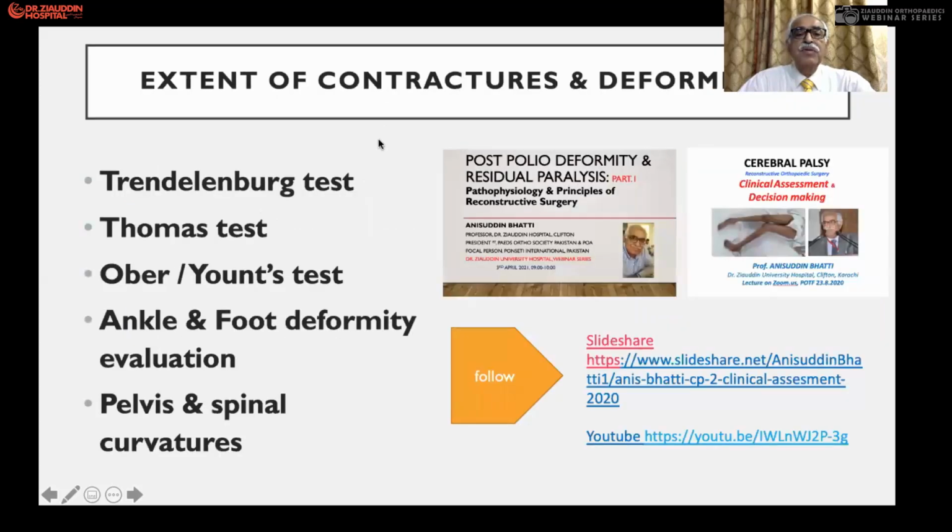Then, to know about the extent of contractures, one should do the following tests: the Trendelenburg test, Thomas test, Ober test, ankle and foot deformity evaluation and muscle powers, and pelvic and spinal curvatures. We have already covered these in part 1 and part 2 and in my previous lectures on cerebral palsy decision making, which are available on SlideShare and YouTube.